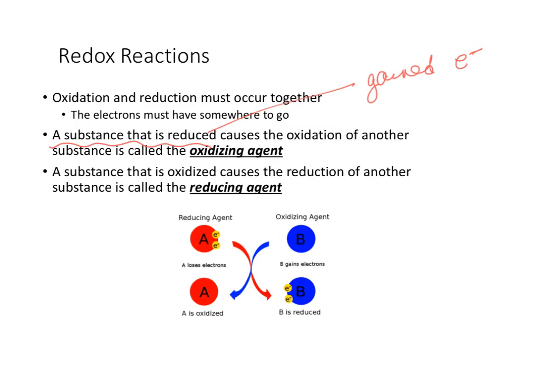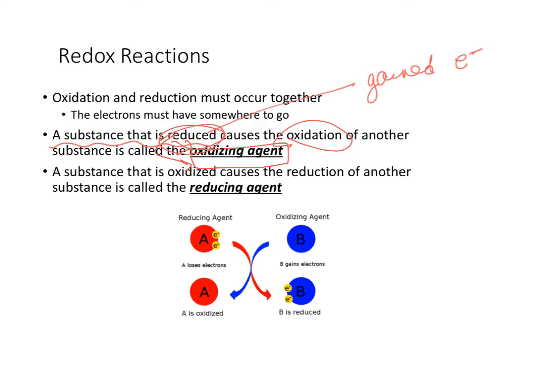Now here's the part that can get a little tricky. In order to be reduced, a substance has to gain an electron, right? So in order to be reduced, it caused something else to be oxidized. It had to get its electron from someplace. So whatever's been reduced is also called the oxidizing agent.